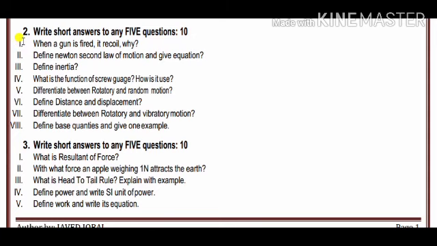Question number 2. Write short answers to any 5 questions. First, when a gun is fired, it recoils. Why? Define Newton's second law of motion and give the equation. Define inertia. What is the function of a screw gauge? How is it used?